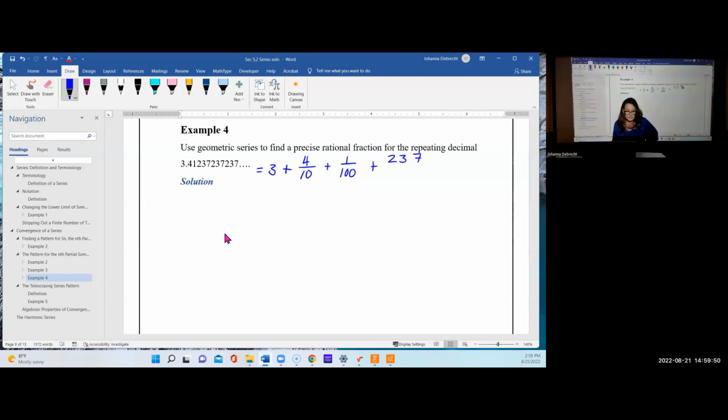237 now has to go over 100,000. Now, why 100,000? Come over here and count where that repeating pattern stops. It's in the 5th decimal place, which means I need 5 zeros in the denominator. And then the next pattern, of course, is going to be 237. And then I'm going to need another 3 decimal places. So I've got 100 million. And then, of course, it repeats again after that.